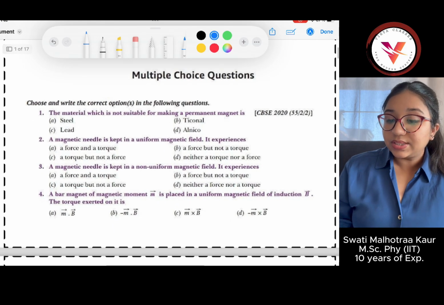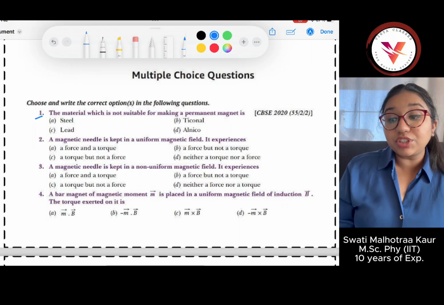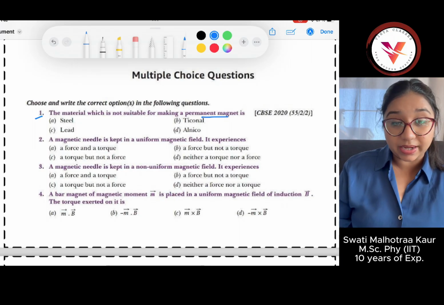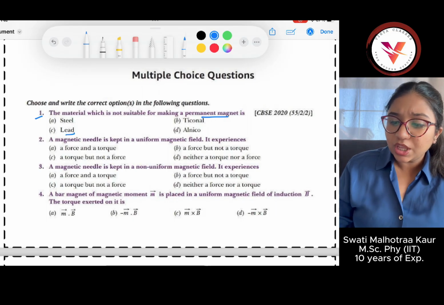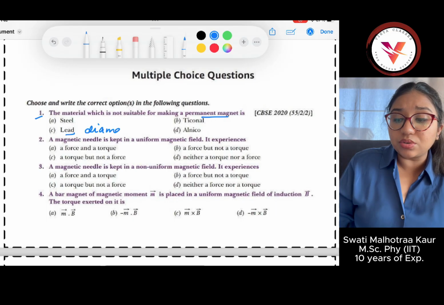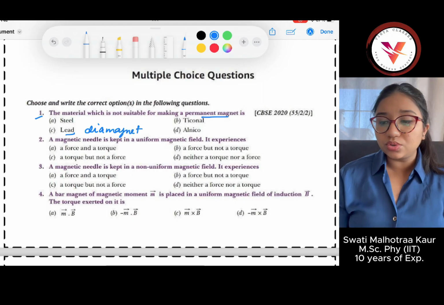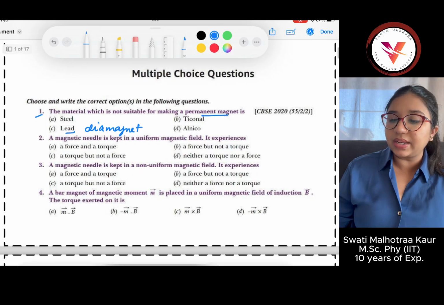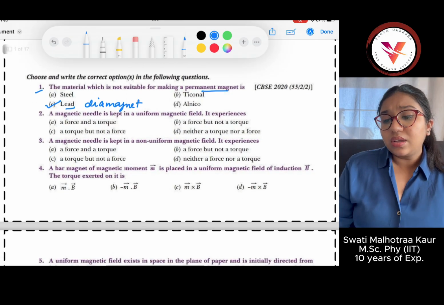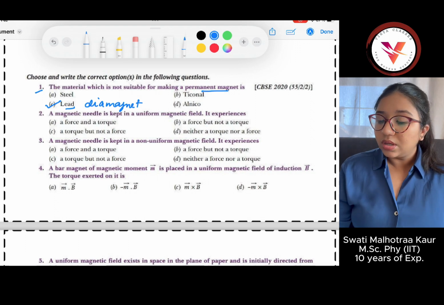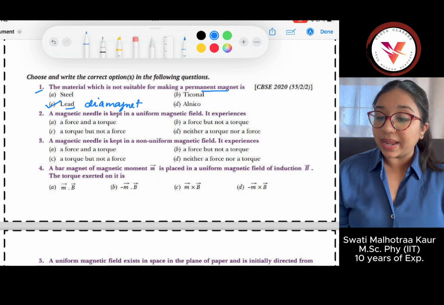Okay, students. So the first question is: the material which is not suitable for making a permanent magnet. If we look at the options, lead is a diamagnet. Since it is a diamagnet, the alignment inside is in the opposite direction, so it is not suitable for a permanent magnet. Steel is, of course, suitable, and Ticonal and Alnico can also be used to make a permanent magnet.